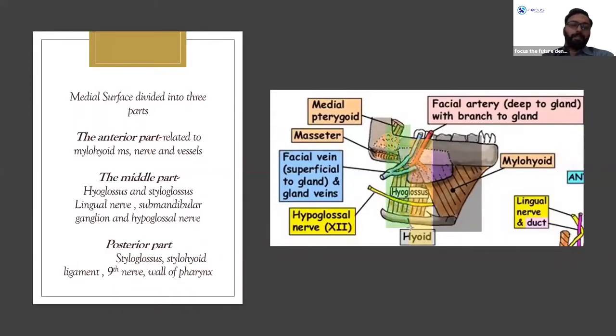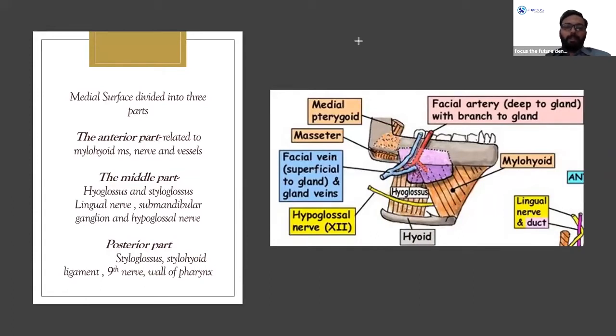In the posterior part, you have the styloglossus, stylohyoid ligament, and the ninth nerve and wall of pharynx. Okay. So this is another way of asking questions, or another way of eliciting the relationship.